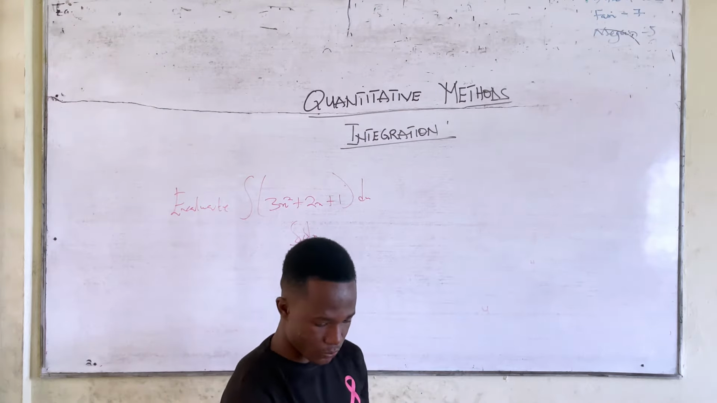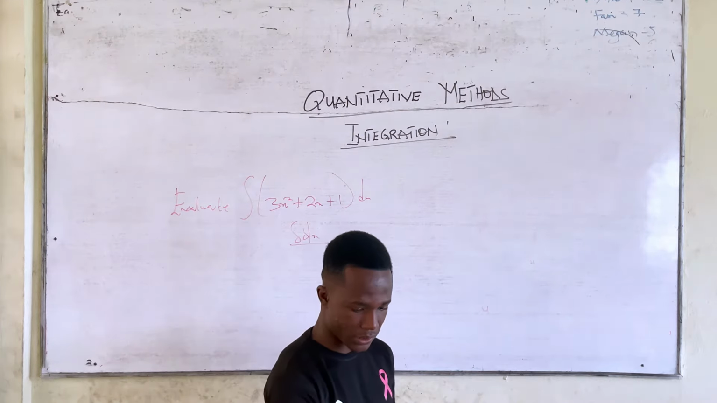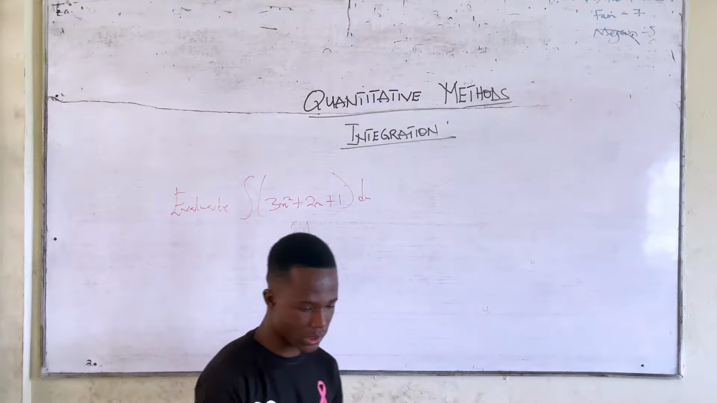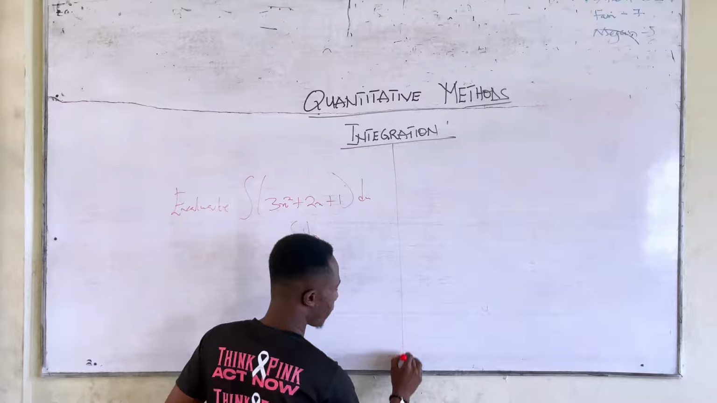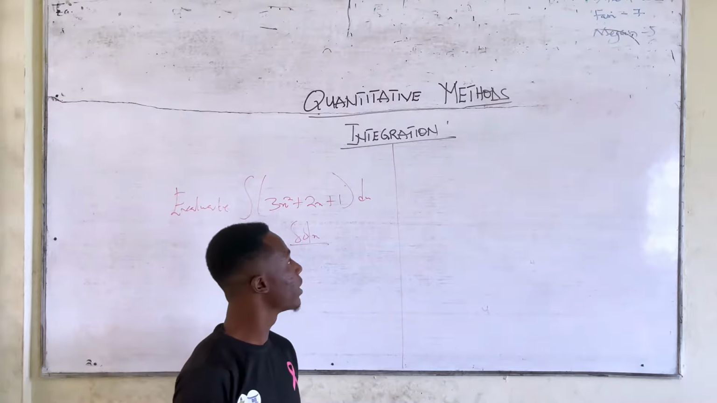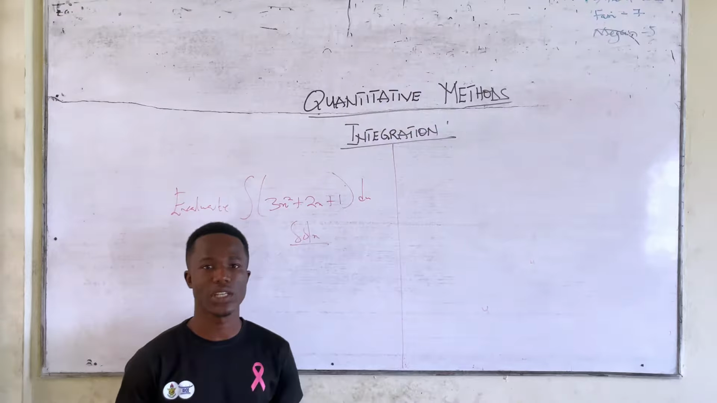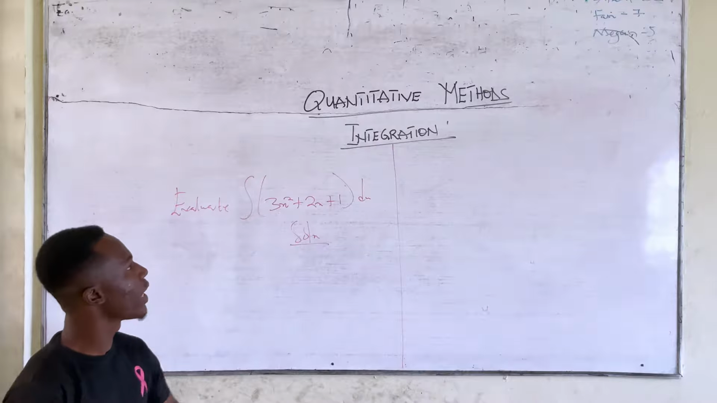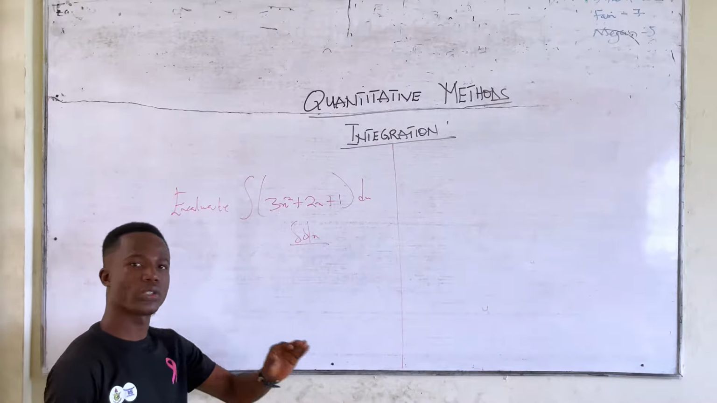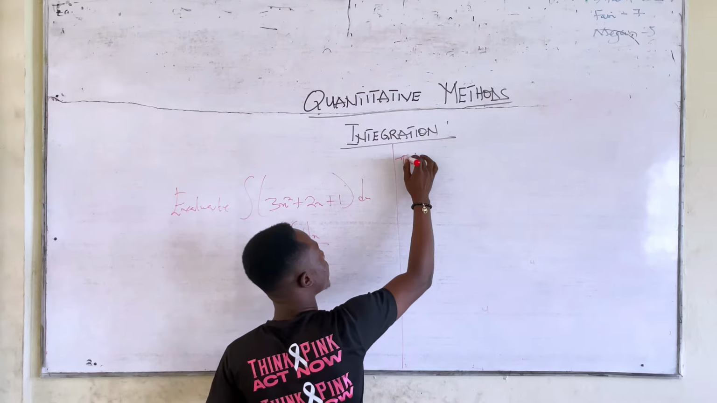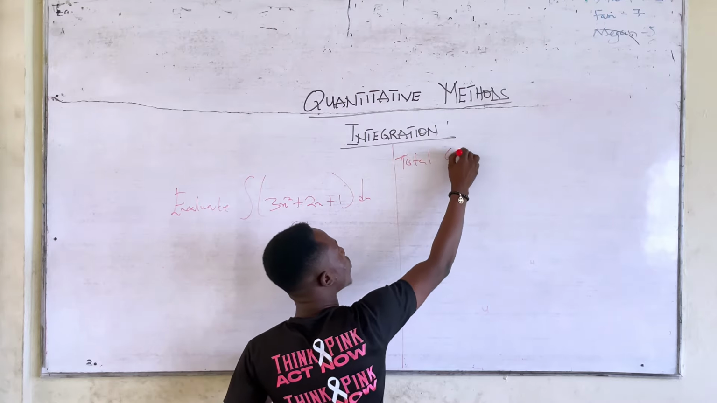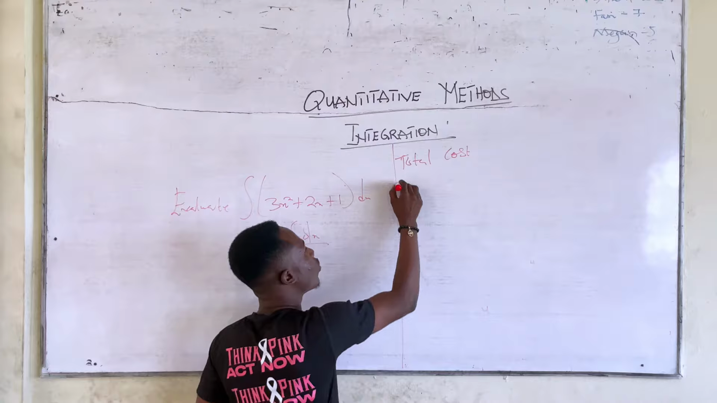Okay. So let's move on to the application. For the application, just like we did in the previous lesson, we have what? Total cost. We have total revenue.